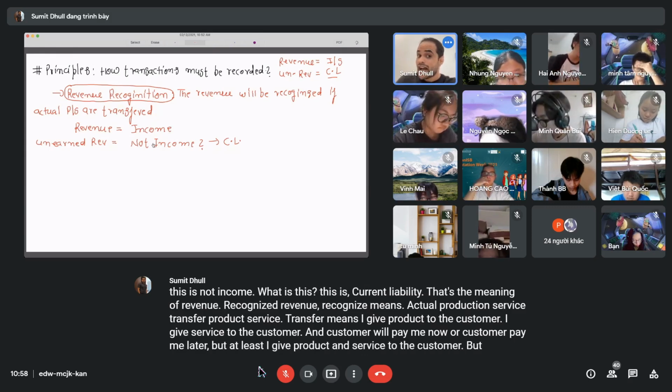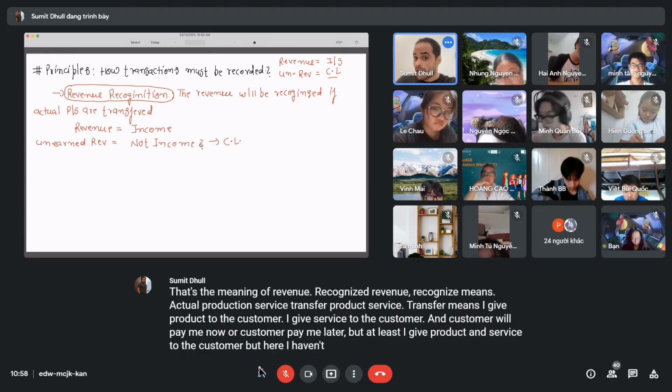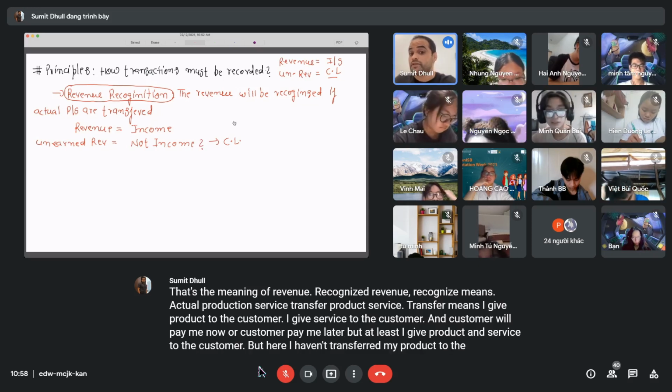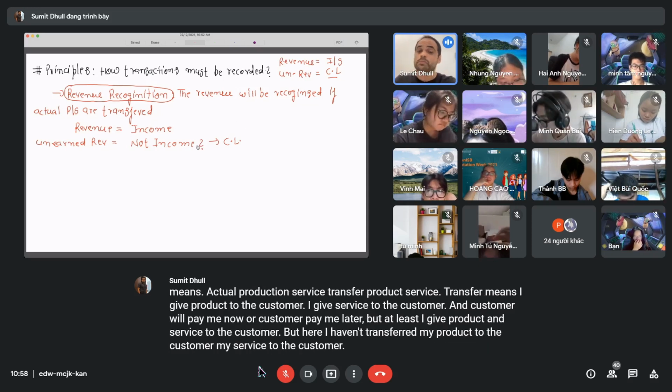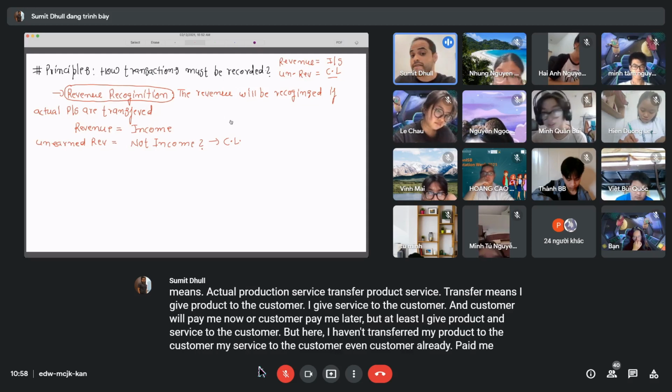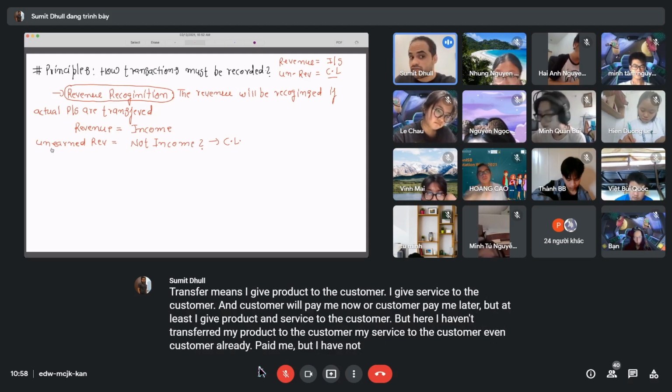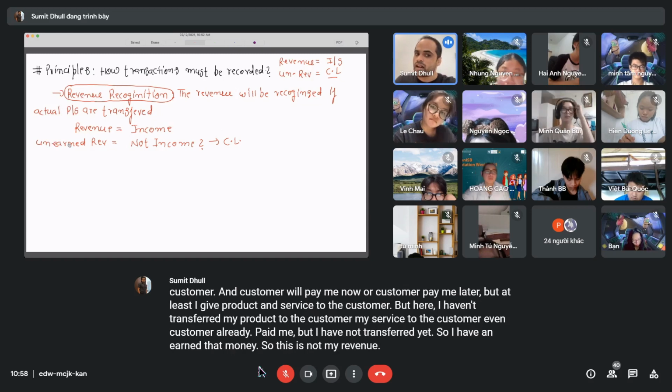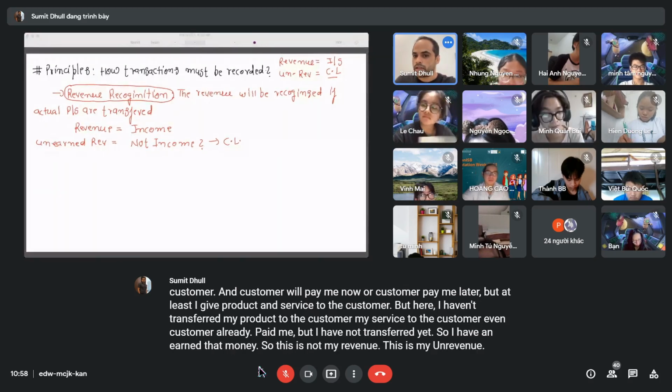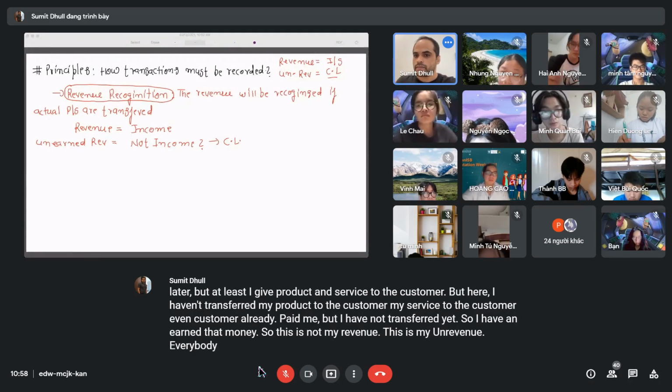But here I haven't transferred my product or service to the customer. Even if the customer already paid me, I have not transferred yet. So I haven't earned that money. This is not my revenue. This is my unearned revenue. Everybody understand? Okay.